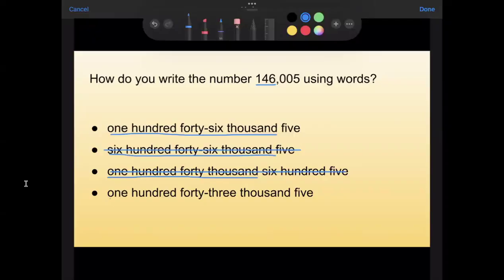And then this last one says 143,000. But we need 146,000. So I'm going to cross that one out. And now we have to look no further because by process of elimination, it has to be the first one. But let's double check the rest of it just to make sure. So the second group had no hundreds, no tens, and 5 ones. So that would just be 5. And right here at the end of this one is just a 5. So yes, that first choice is our word form for 146,005.